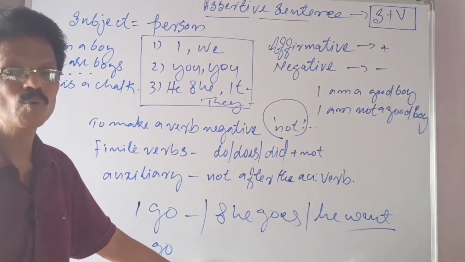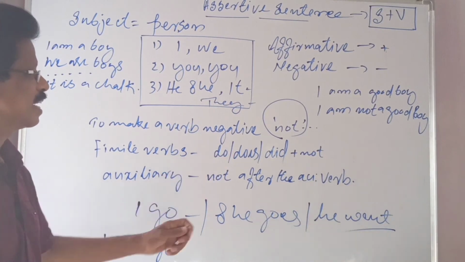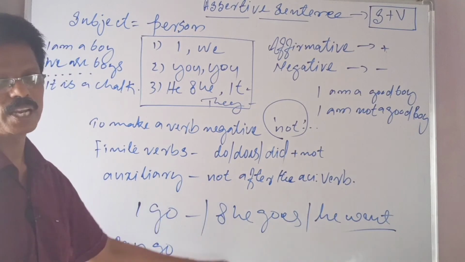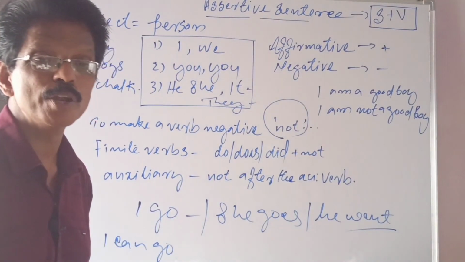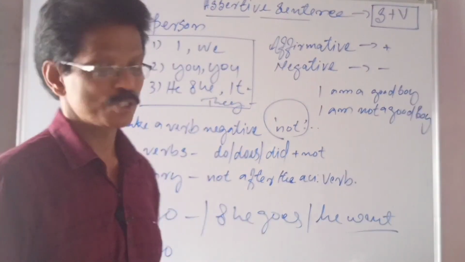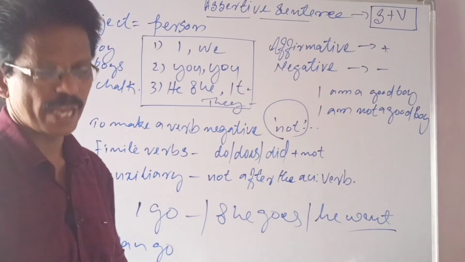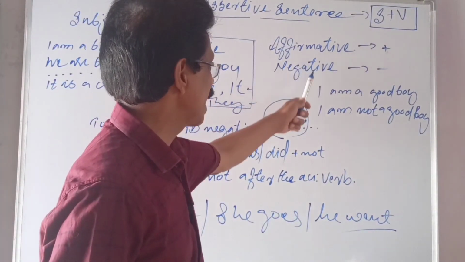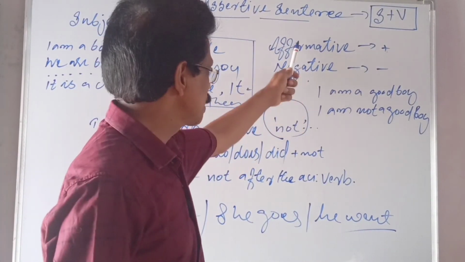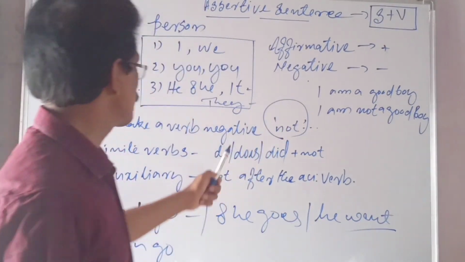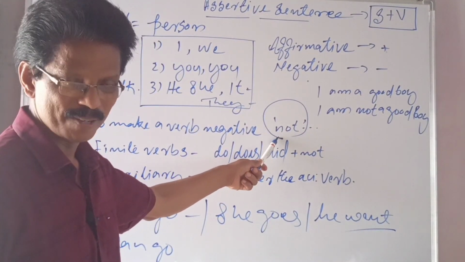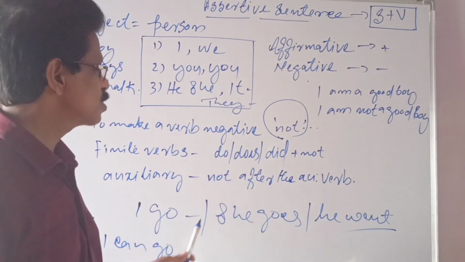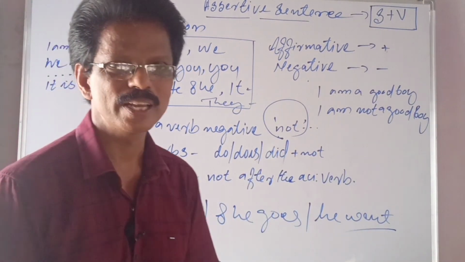So, remember these rules. Do, does or did before a finite verb, and not after the auxiliary verb, to make a verb into what? Negative. So, statements or assertive sentences are of two types: affirmative and negative. An affirmative sentence can be changed to negative by adding not. If it is finite, use do, does or did. If not, use not after the auxiliary verb.